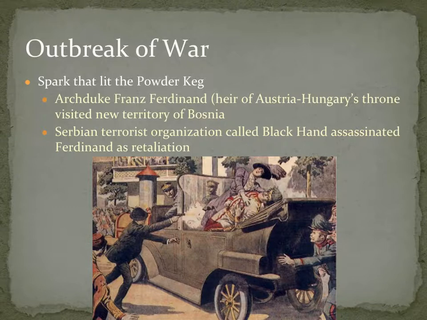The Serbs know that this is happening, and so a group of Serbs belonging to a terrorist organization called the Black Hand plotted to assassinate Franz Ferdinand as retaliation for Austria's annexation of Bosnia and Herzegovina. And so they shot him as he was traveling in this car with his wife while he was visiting Bosnia.